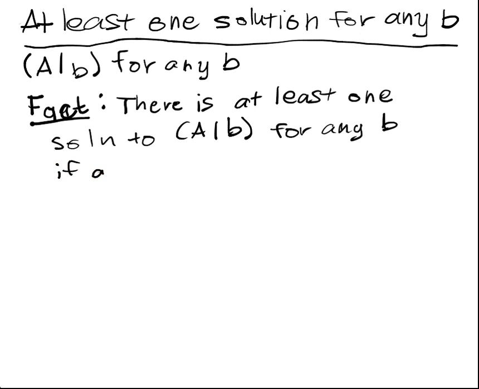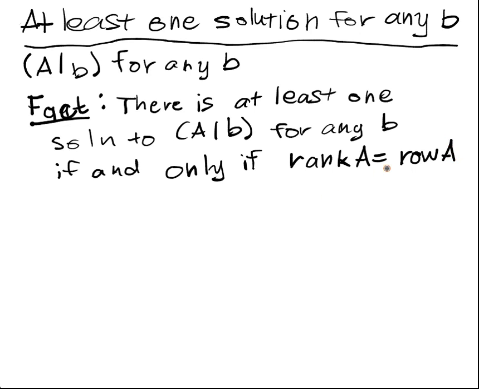if and only if, so we see this if and only if showing up again, and this will show up every once in a while. It's an important kind of statement to say about something. If and only if the rank of A is equal to the number of rows of A, and that means the number of rows in A. So you just count the number of rows, and that gives you this number.